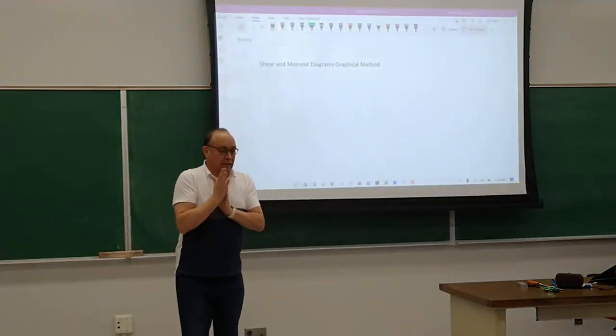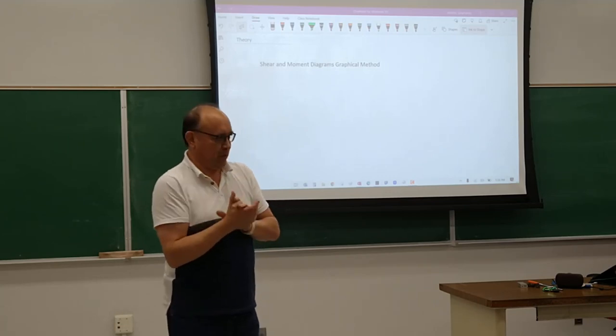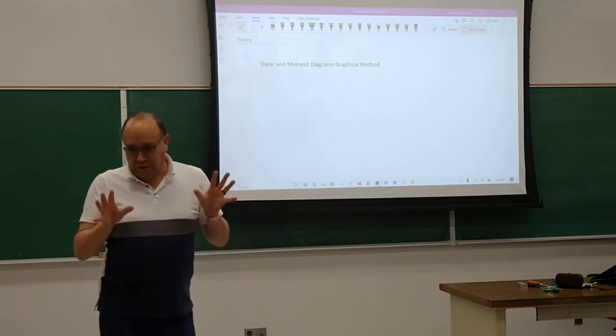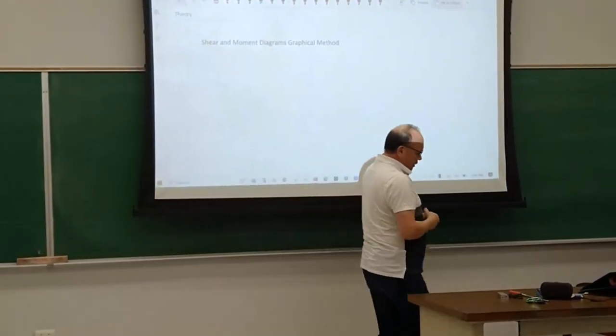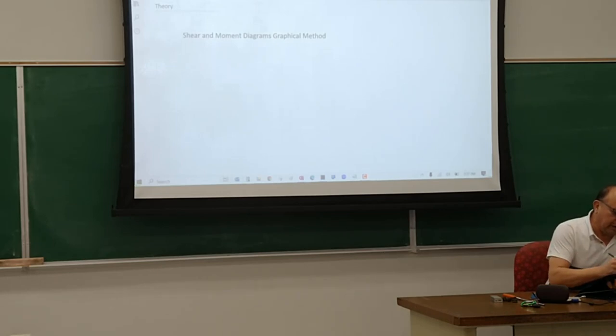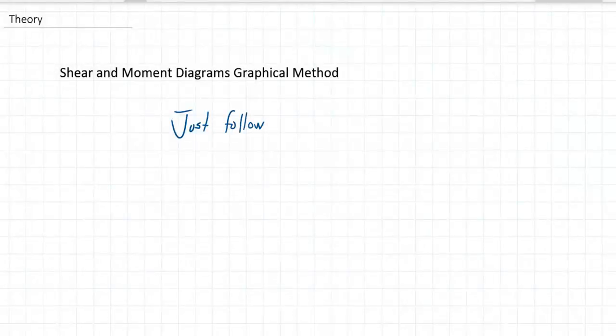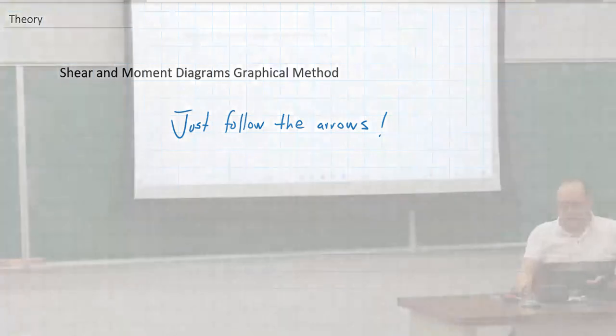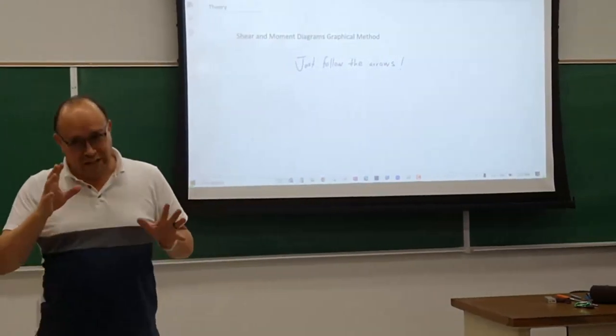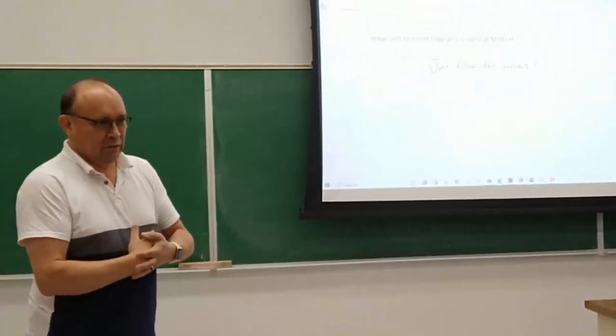Okay. This is a graphical method to do shear and moment diagrams. I'm going to explain the theory first, the theory behind it. The way you work this is as follows. Let me write it here. That's it. That's the whole theory. Just follow the arrows. That's all you have to do. It's very simple. Just follow the arrows. That's all you have to do.